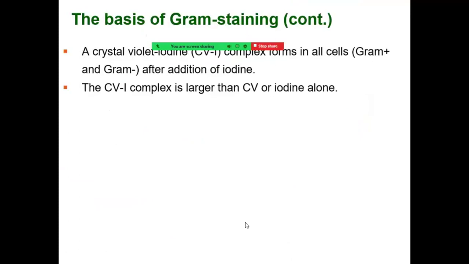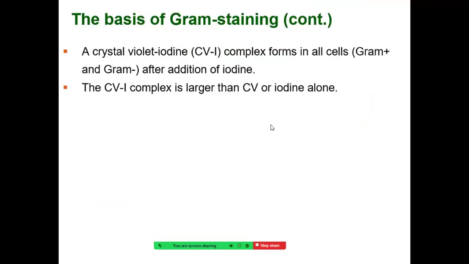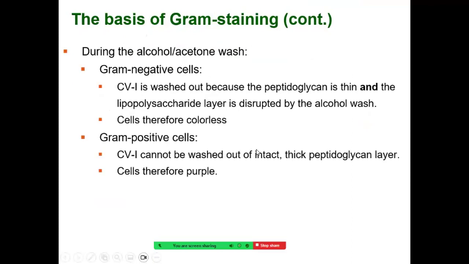All right, the crystal violet iodine complex forms in all cells, both the gram-positive and gram-negative, after the addition of the gram's iodine. The crystal violet iodine complex is larger than the crystal violet or iodine alone, so it intensifies as a stain. During the alcohol acetone wash, meaning the decolorizing step, the gram-negative cells have their crystal violet iodine complex washed out because the peptidoglycan layer is thin. And the lipopolysaccharide layer is actually disrupted by the alcohol wash, meaning it's sort of dissolved by the alcohol. And so the crystal violet iodine is washed out and the cells will become colorless.